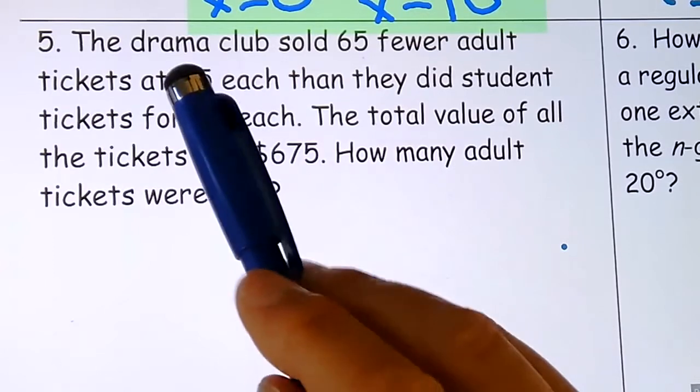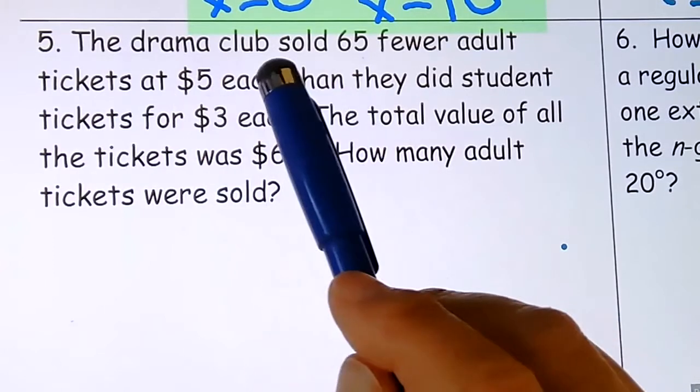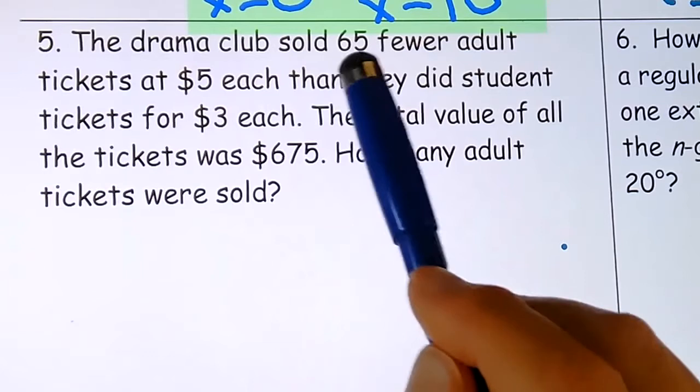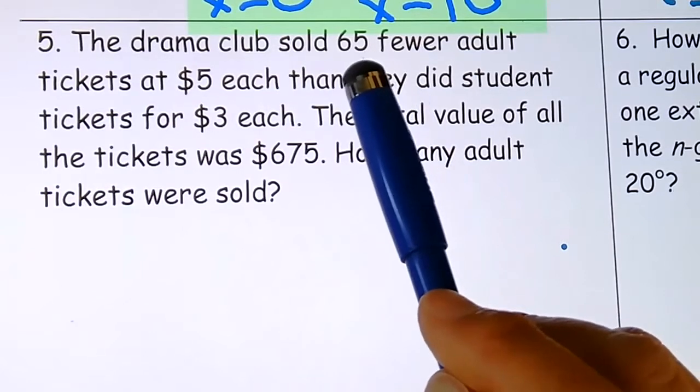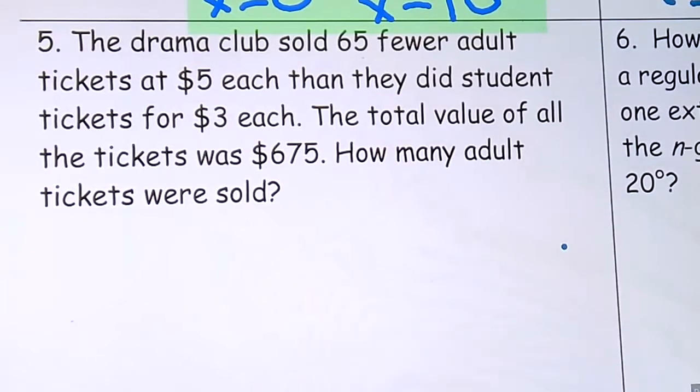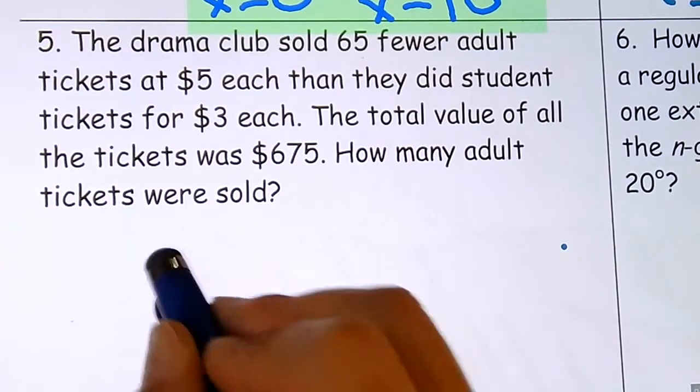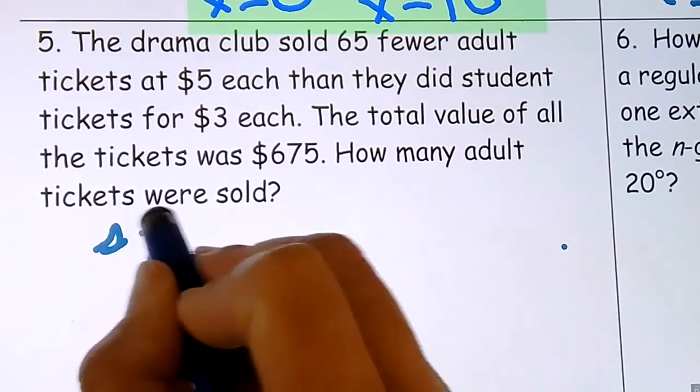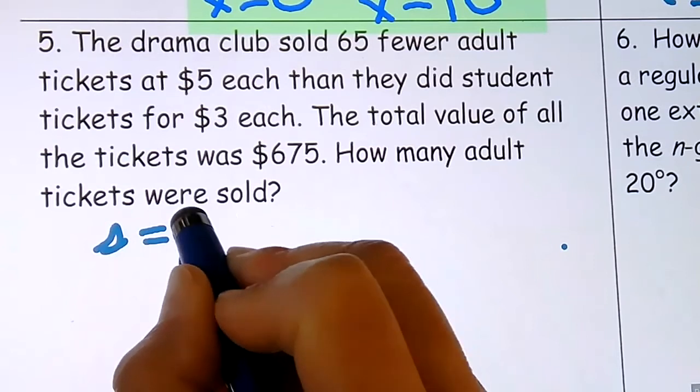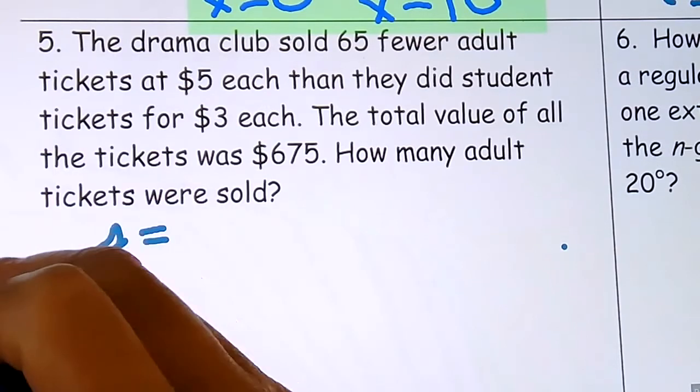So I know how much they cost. I also know that the drama club sold 65 fewer adult than student tickets. So I have fewer adults, okay? So basically my students is equal to, sorry, hold on. Let me do it this way. I apologize.